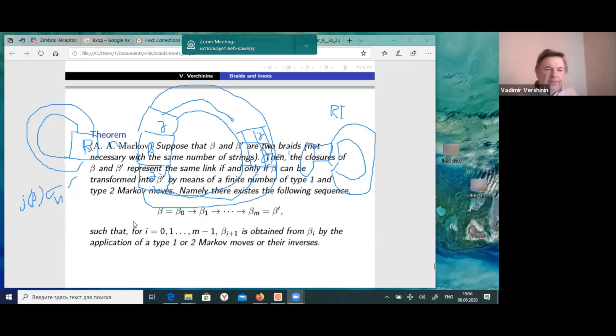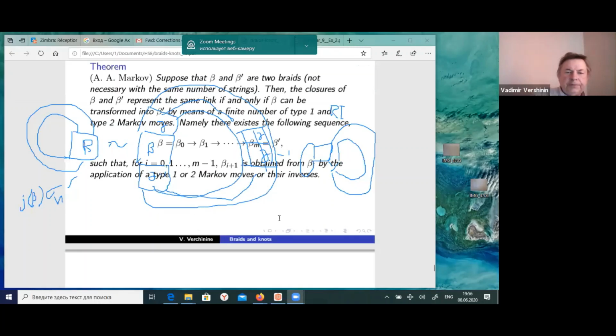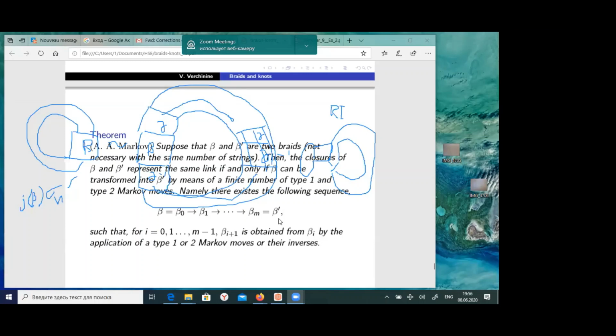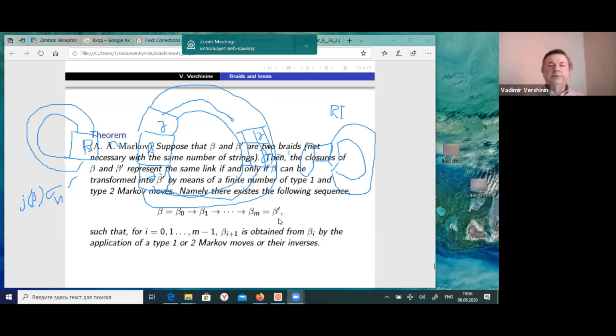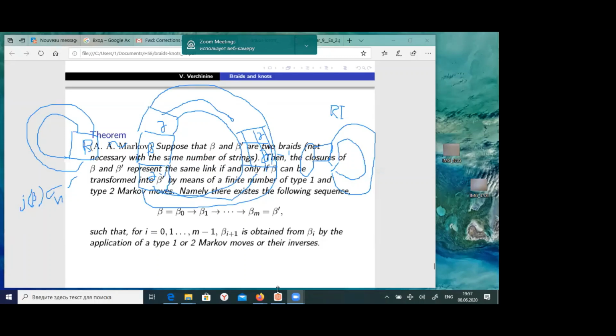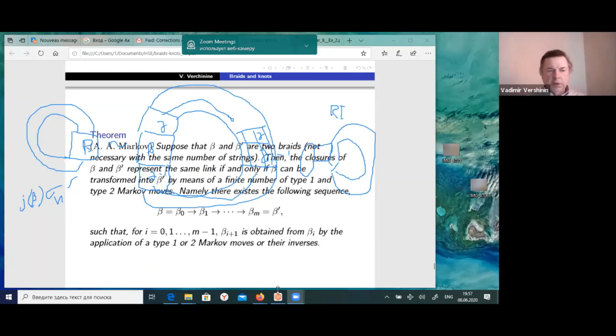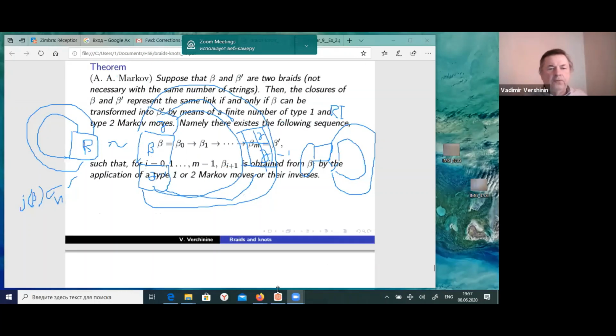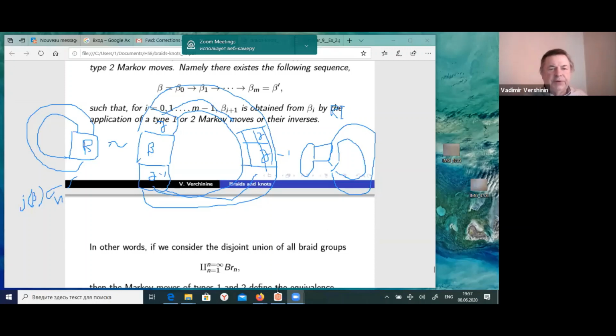So this is our Markov theorem. Okay. So other questions at the moment? Other questions, remarks? No, it looks okay. Very good. So we can now formalize this in the following form.